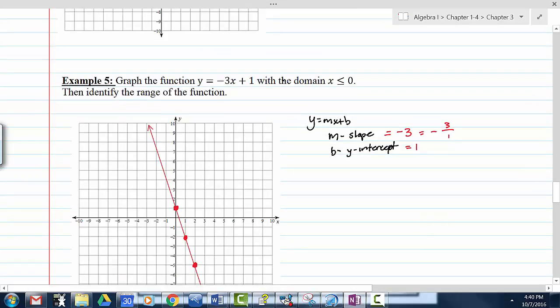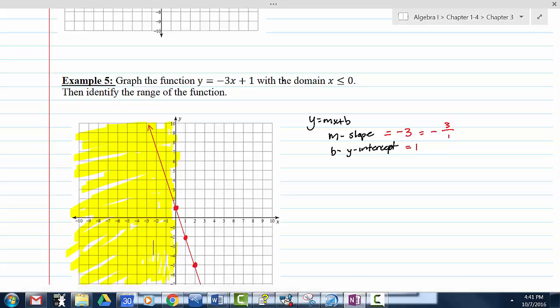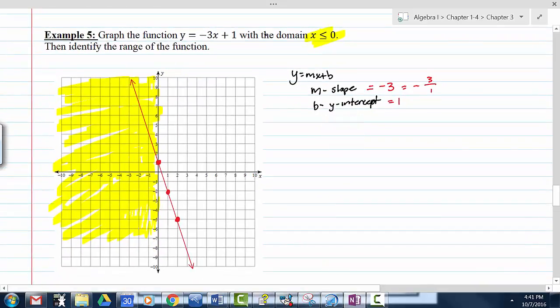My domain is x is less than or equal to 0. If my domain is x is less than or equal to 0, that means that this line has to be less than 0. The points that I'm talking about are all over here. They're all on the left of 0 because it says x is less than or equal to 0. So because of that, everything that is greater than 0 is not part of our line. So we get rid of that.